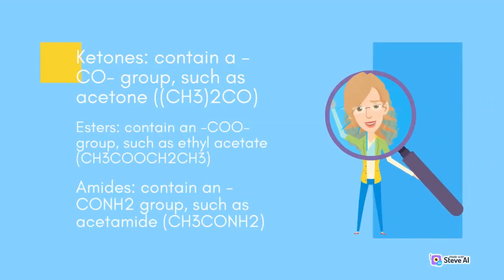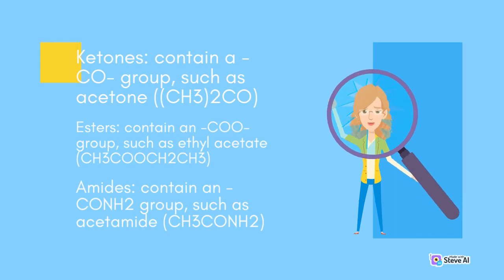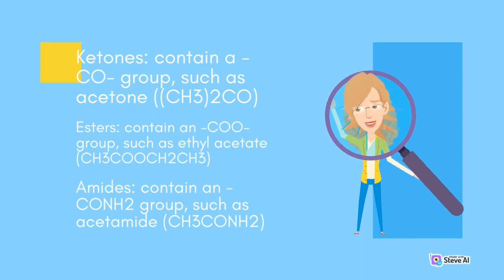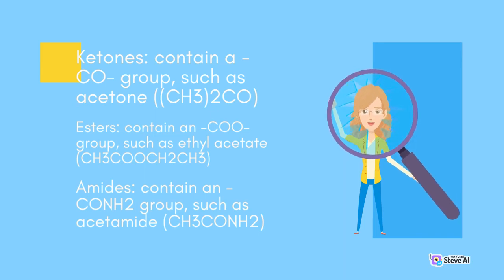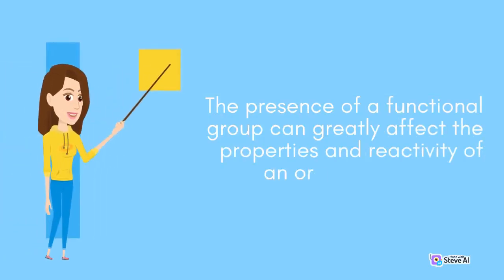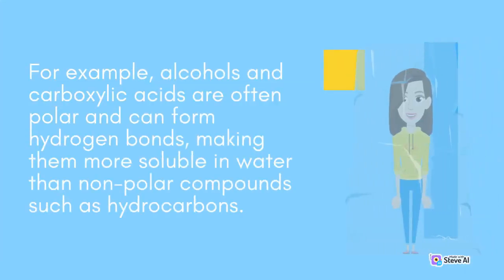Ketones, which contain a CO group, such as acetone, CH3COCH3. Esters, which contain a COO group, such as ethyl acetate, CH3COOCH2CH3. Amides, which contain a CONH2 group, such as acetamide, CH3CONH2. The presence of a functional group can greatly affect the properties and reactivity of an organic compound. For example, alcohols and carboxylic acids are often polar and can form hydrogen bonds, making them more soluble in water than nonpolar compounds such as hydrocarbons.